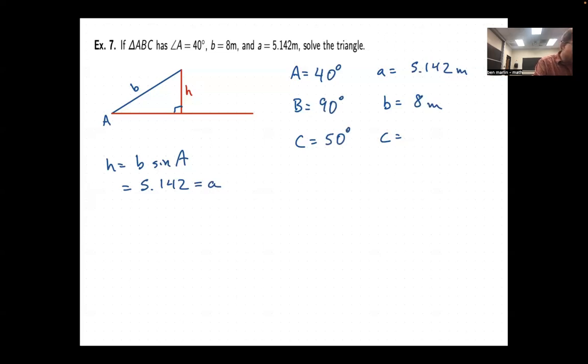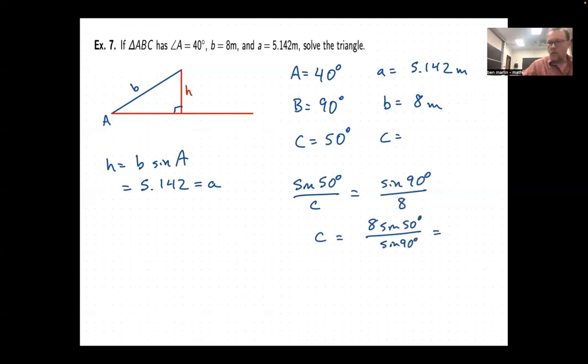And then we'll write down that sine of 50 degrees over the length C, the only one we don't have known, is equal to, and you can pick either one of those. I like to go sine 90 degrees over the 8, because that seems like it's going to be easy to calculate. When you cross multiply and divide, you'll get that C is equal to 8 sine 50 degrees over the sine of 90 degrees. And the sine of 90 degrees, of course, is just 1.